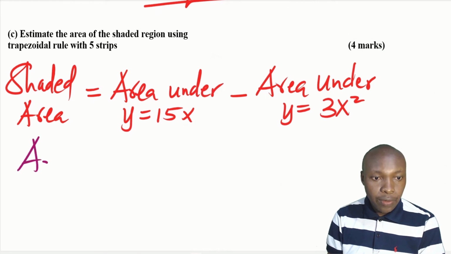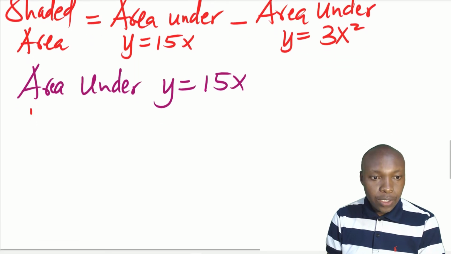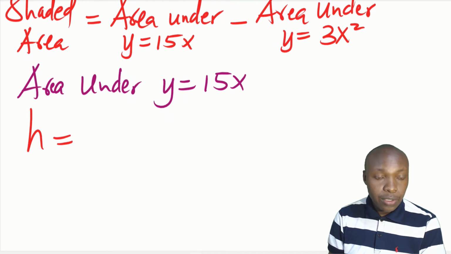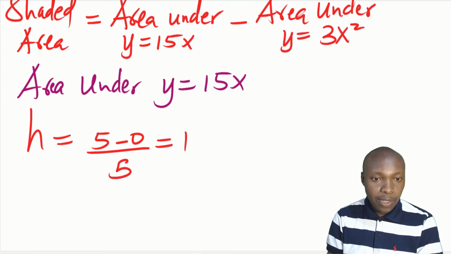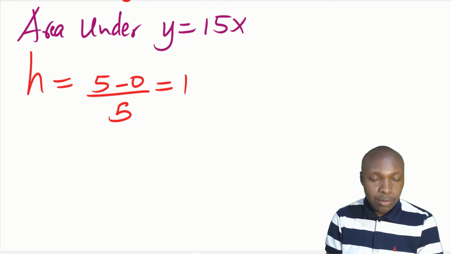So, the area under the curve y = 15x. We start with that. That is what you're going to begin with. So we start by getting the interval that you're going to use. Remember, we're using 5 strips. Since we are getting the area between 0 and 5, 5 minus 0 divided by 5 will give the width. That's the interval of 1. So the interval, the height, will be 1.